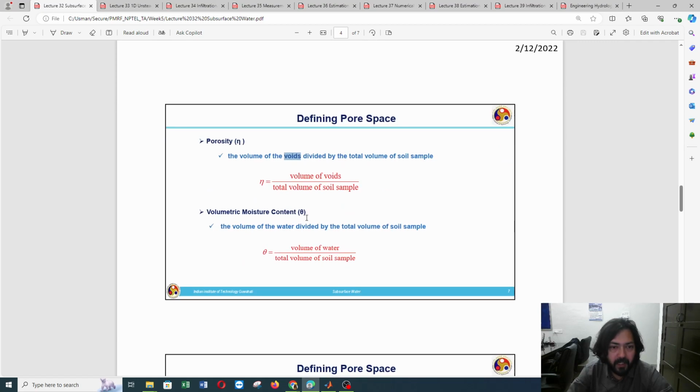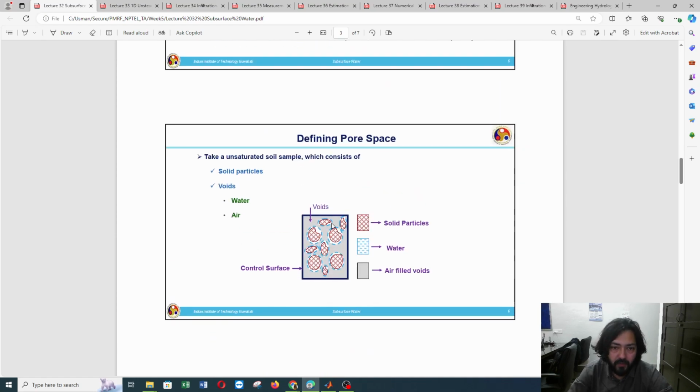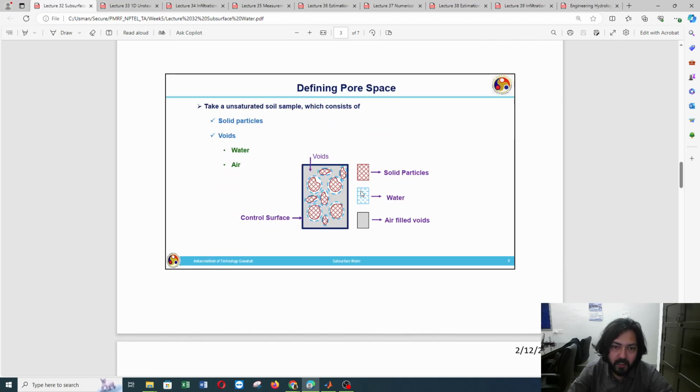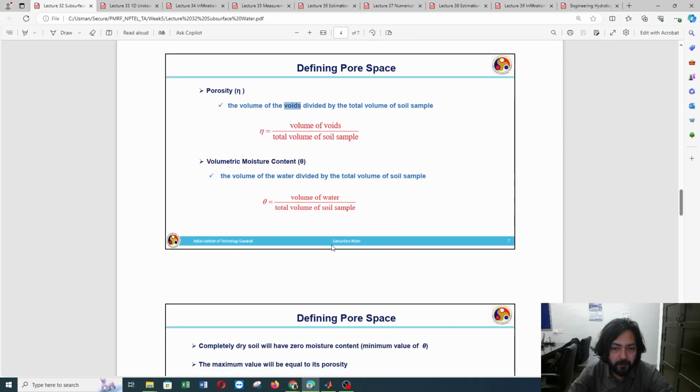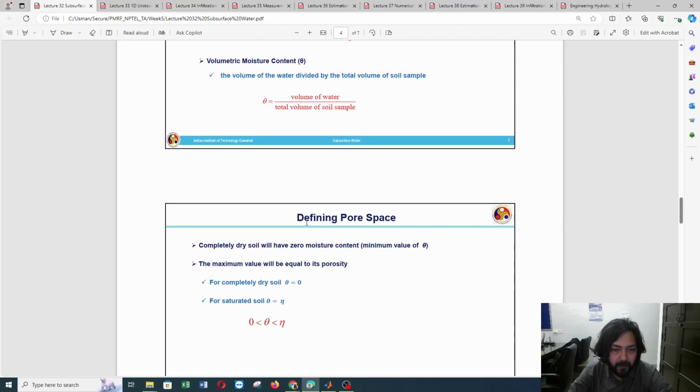The next definition is moisture content. Moisture content gives us the volume of water which is there in the volume of soil. If we look at this diagram and only consider the volume of water with respect to total volume of soil, it will give us moisture content, which is represented using theta here. And the other definition was porosity. Porosity means volume of both the water and air voids, the total void with respect to total volume of soil. So these two definitions are really important, porosity and moisture content.